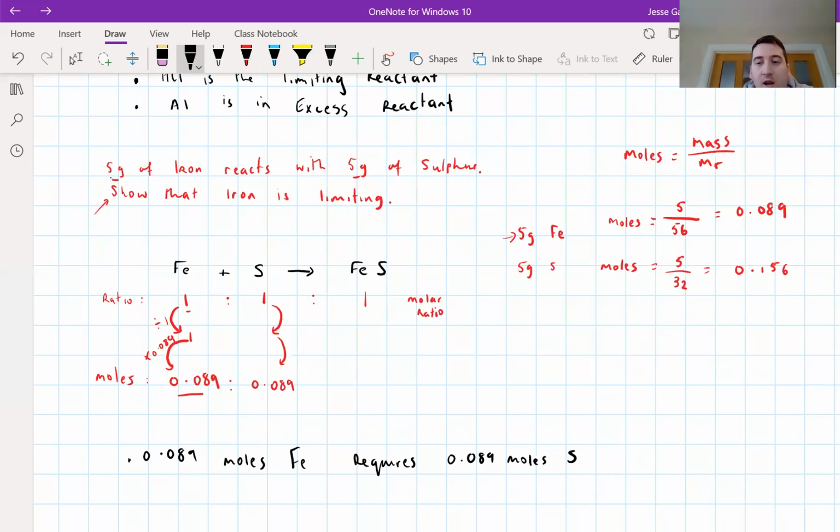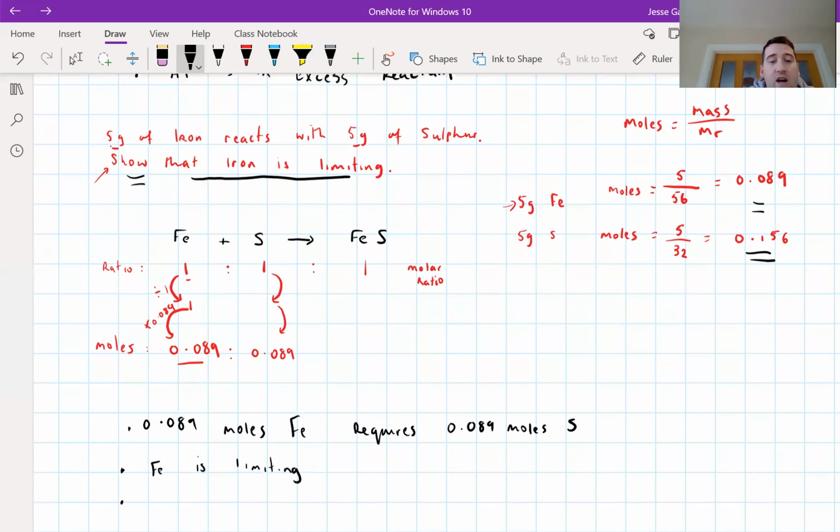Okay, so that's the first thing I'm noticing. And then I'm looking at my numbers. Well, I actually have way more than that of the S. So therefore, S is in excess and iron is limiting, which is what it said we should be able to show. Show that iron is limiting. So Fe is limiting, because we've got way more sulfur. You could say that either way. You could say we have 0.156 moles of S, so Fe is limiting. All right, so that's the only bit really that makes this any harder.